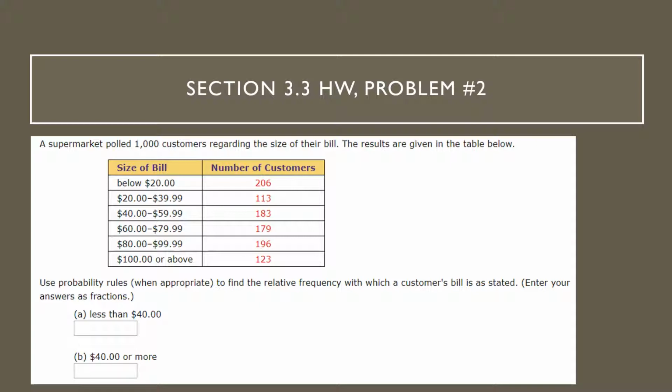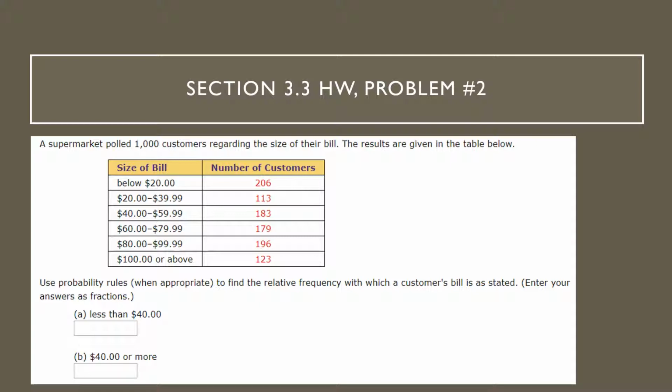All right, this problem says, a supermarket polled 1,000 customers regarding the size of their bill. So what I just said sounds like 1,000 is probably going to be our total. The results are given in the table below. Okay, so we have the size of the bill. Looks like it goes from below $20 all the way up to $100 and above. And then they have the number of customers.